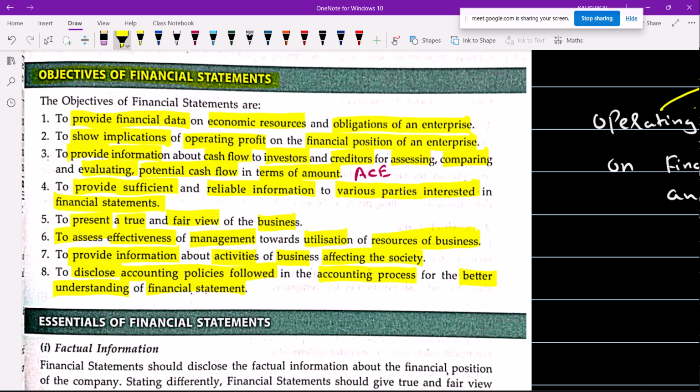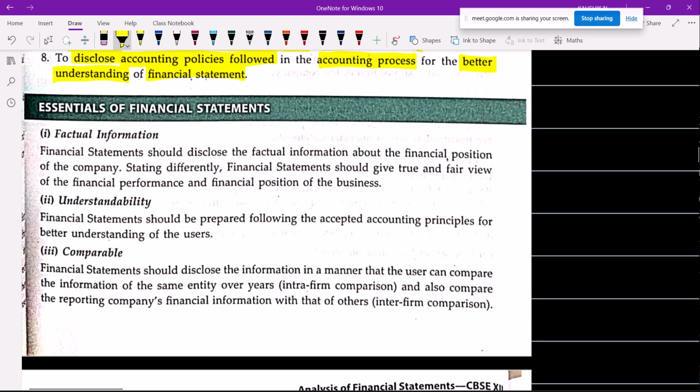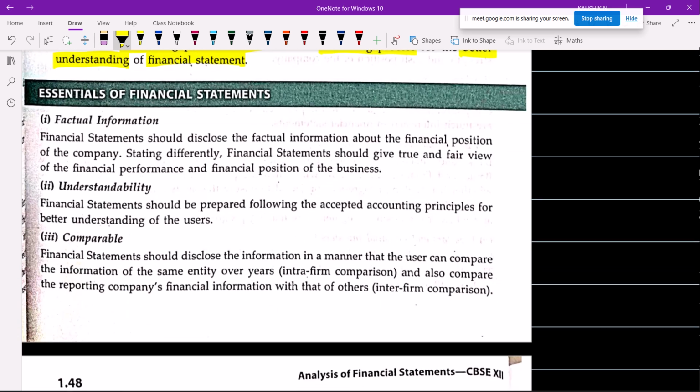So let us move on with the next concept, called the essentials of your financial statements. Even this essentials of financial statements is a theory concept that you learned in grade 11. You are just going to apply a few more concepts with that. So what is essential? This could be called characteristics of financial statements or essentials of financial statements. Both mean one and the same.